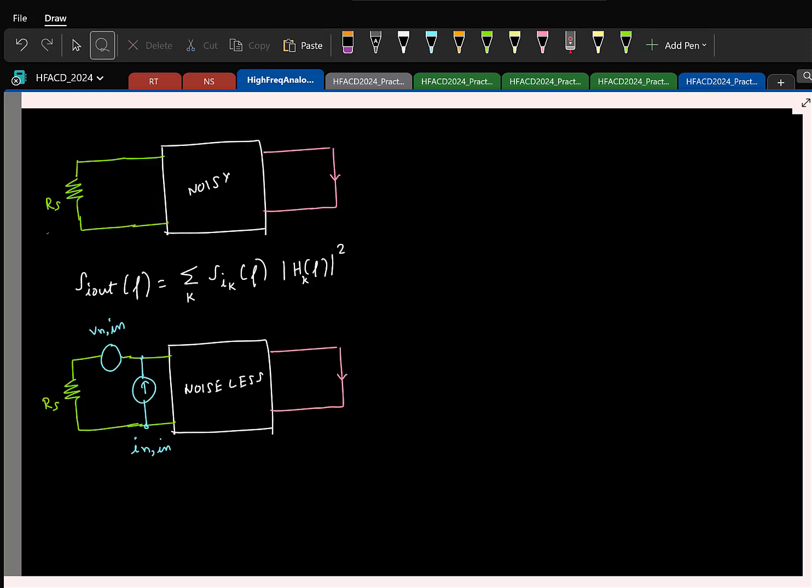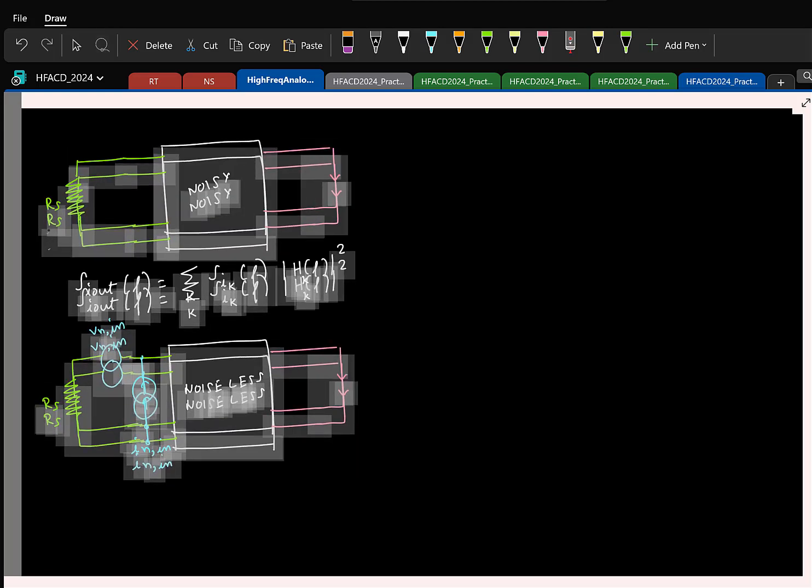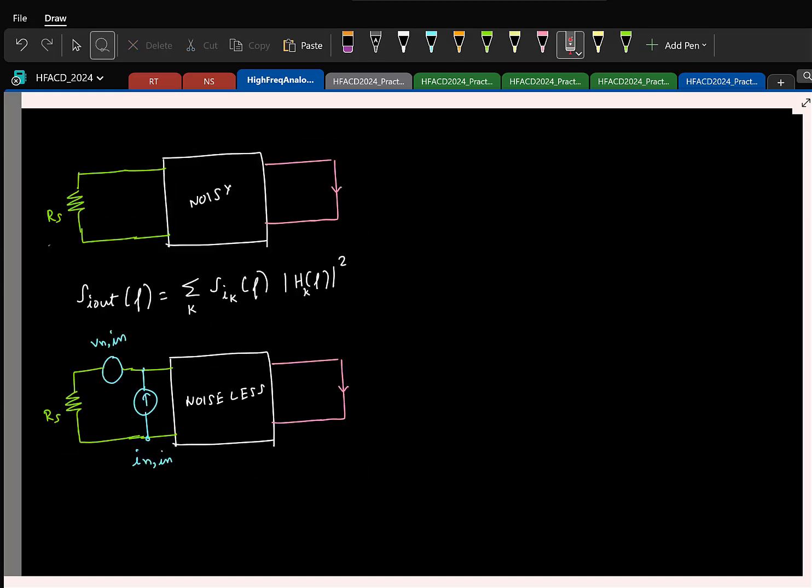So let us say you want to find out VN and IN. What you do is the following. For what value of RS do you think the noise will come only due to the voltage source? RS is 0, because if I make RS 0, this entire voltage is put in parallel to the network. That is going to completely excite the network. The noise current source will simply flow into the voltage source and nothing will go into the network. So you make RS 0, meaning you short the input.